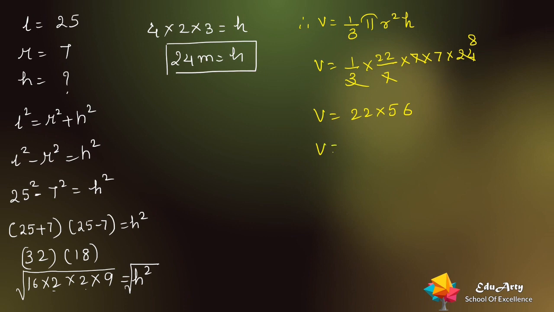So find out your own ways to do the calculation. 56 into 22. 5 2s are 10 and 6 2s are 12. That's equal to 22 and 6 2s are 12. That's equal to 1 2 3 2. Correct? So 1 2 3 2 meter cube is your volume and this is your final answer. Correct? This is the volume.